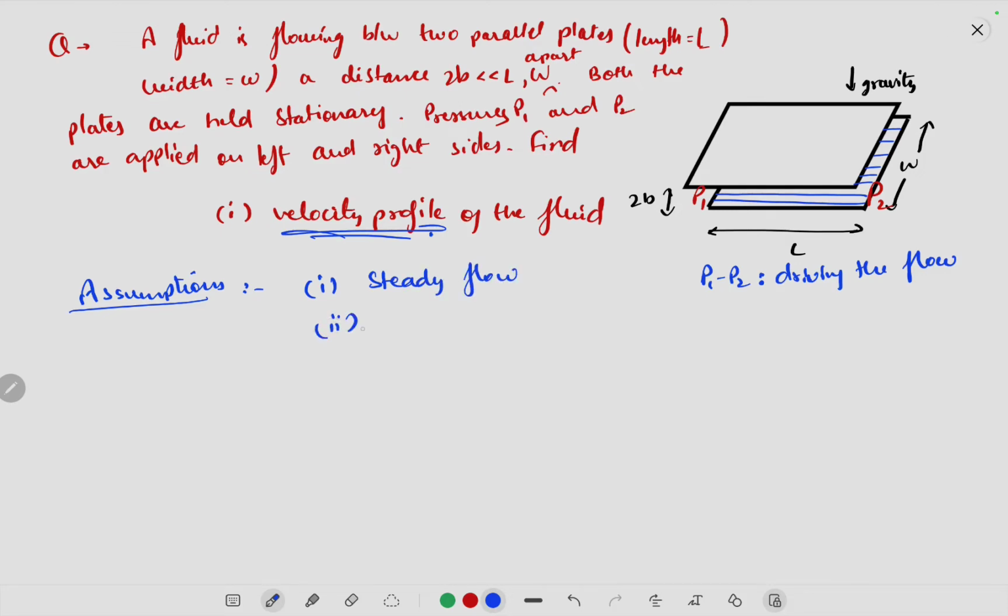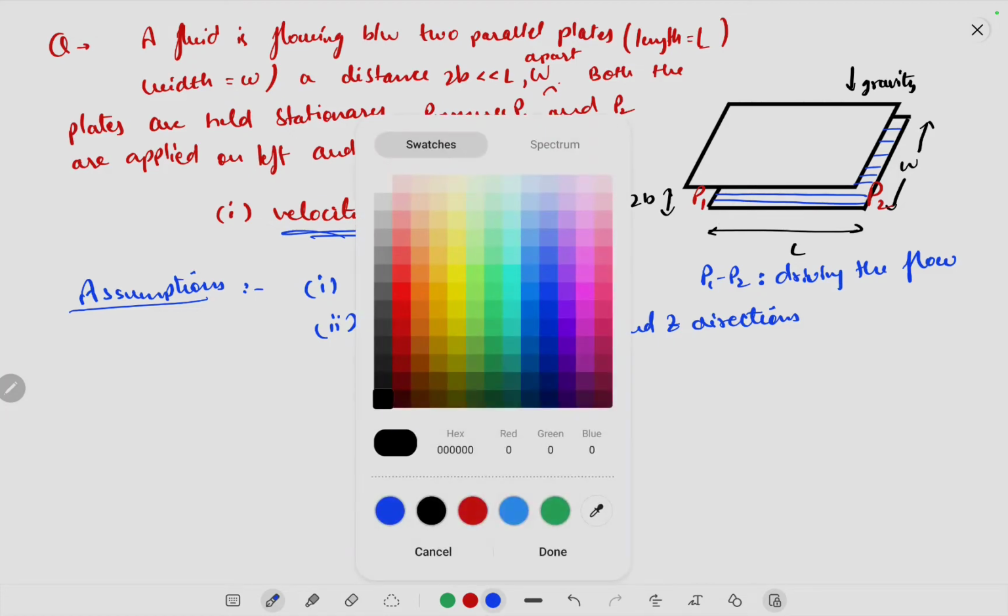Next, again I can assume that the variations along x and z directions are negligible. This is not because of geometry, but it is because the pressure that you have applied is along the x-axis. So I have not shown you the coordinates, so let me just show you first the side view.